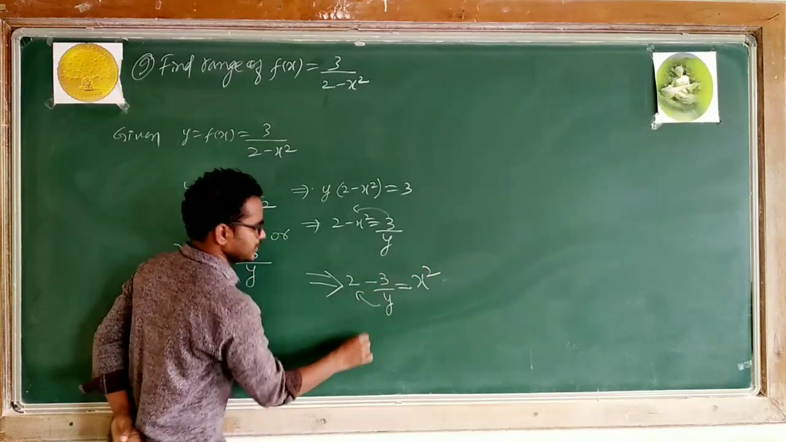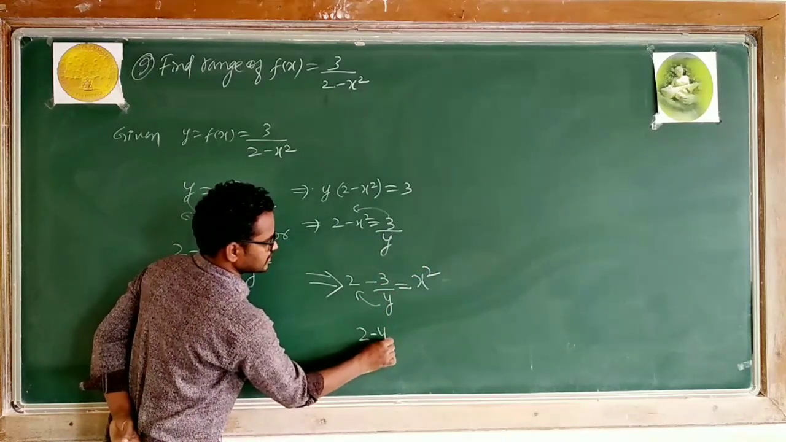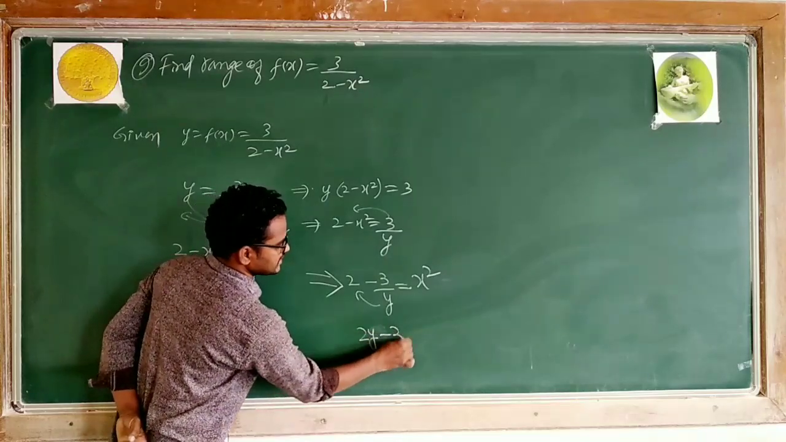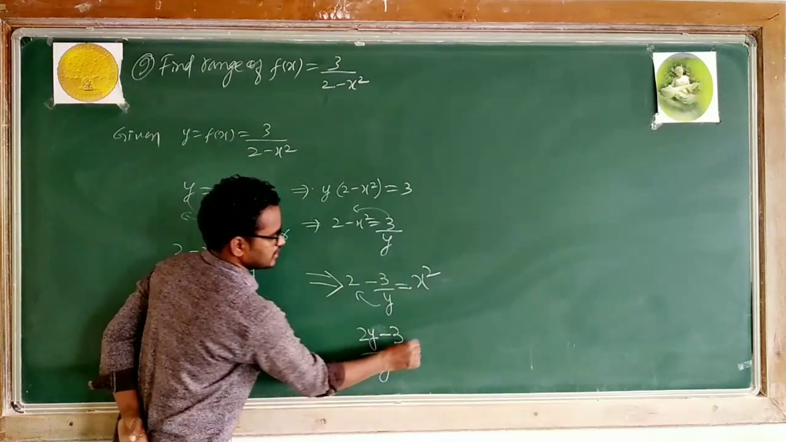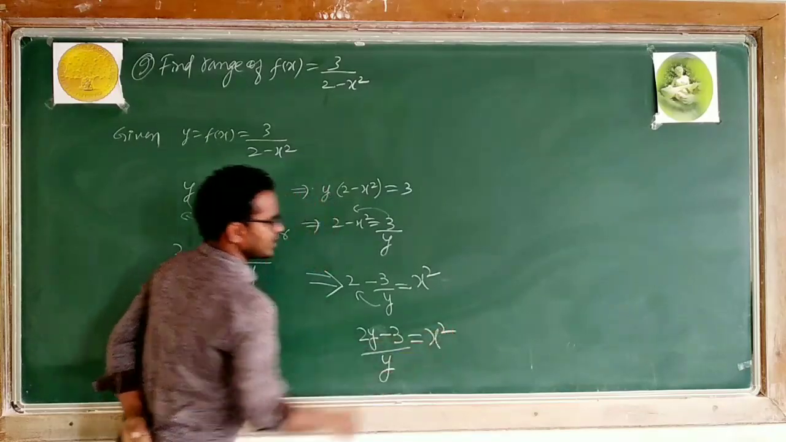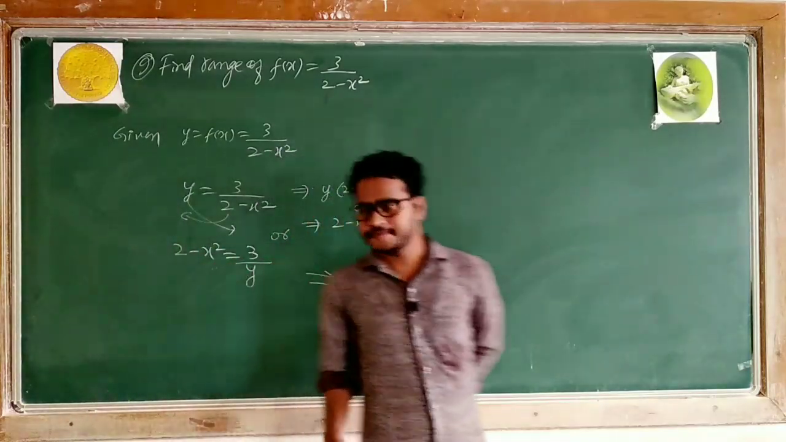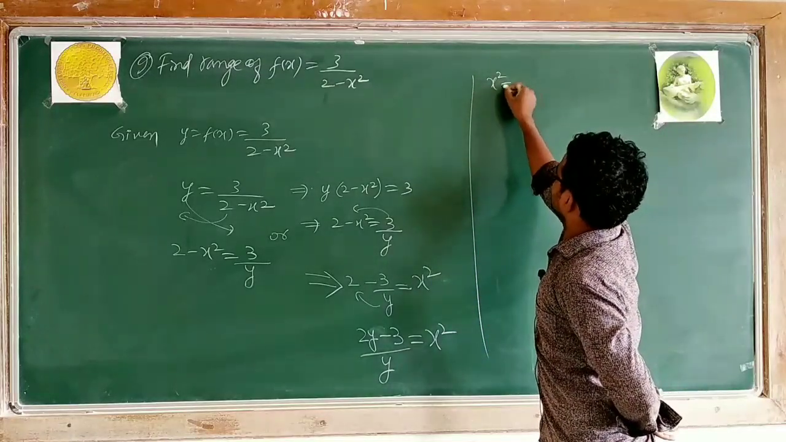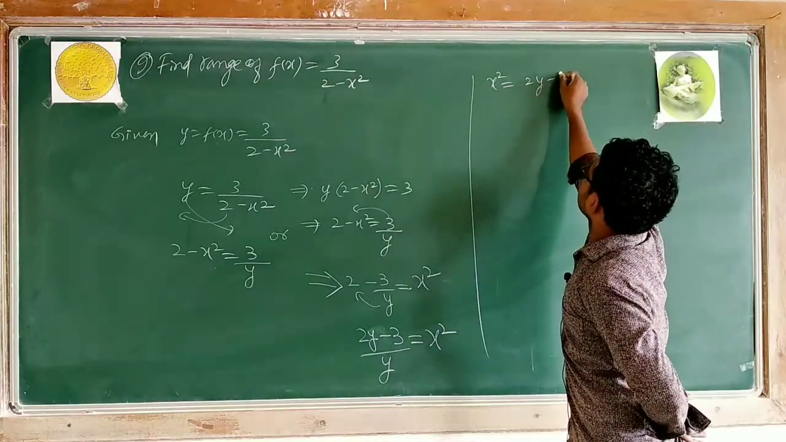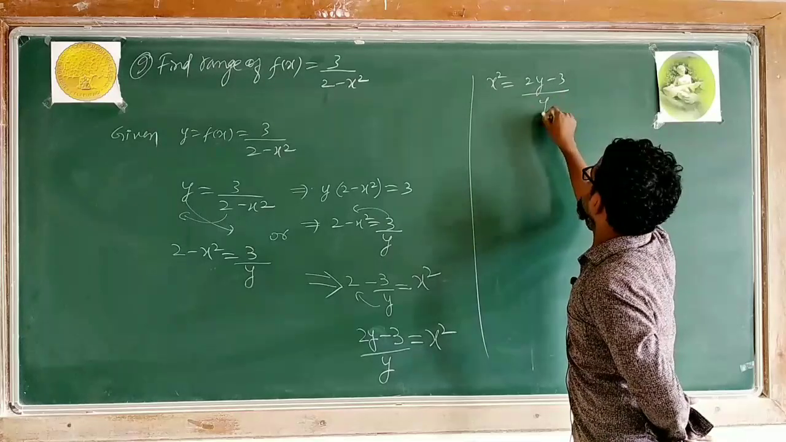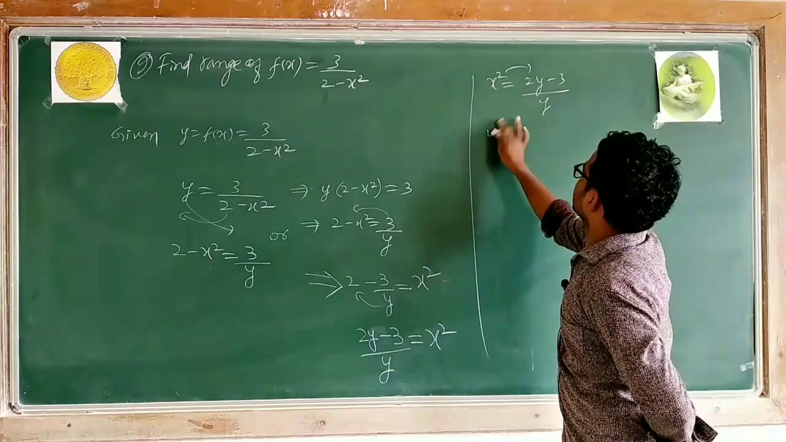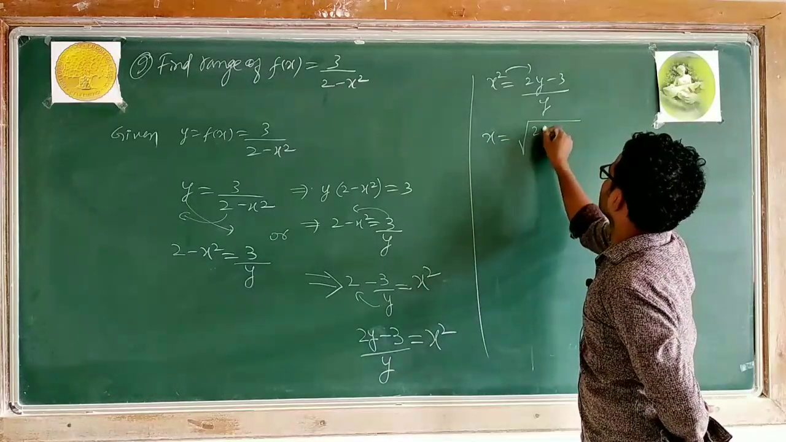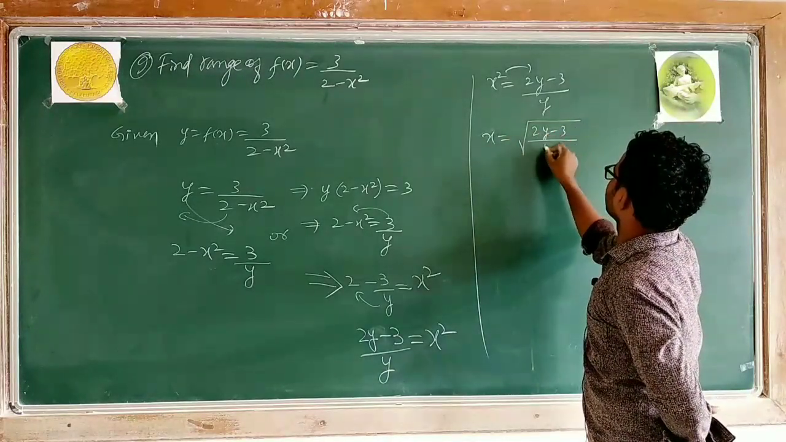What is the LCM? 2y minus 3 divided by y is equal to x square. What is the x value? x square is equal to 2y minus 3 divided by y. Taking the square root to this side, x is equal to root of 2y minus 3 divided by y.